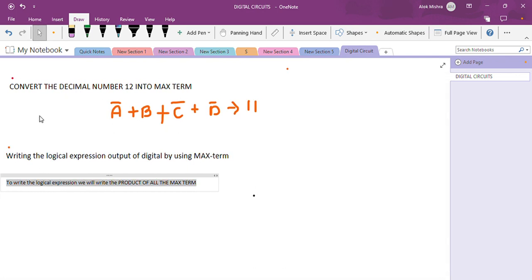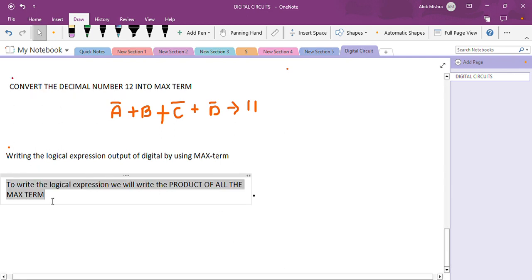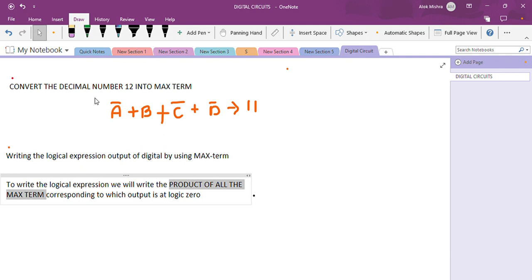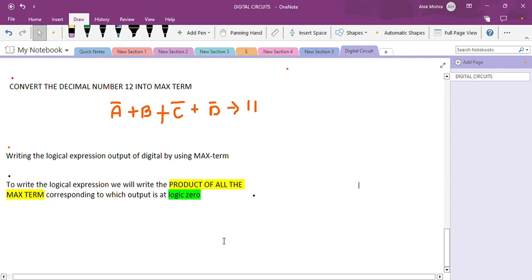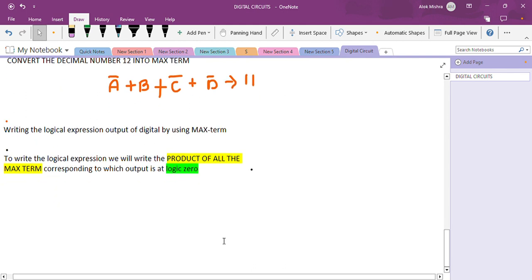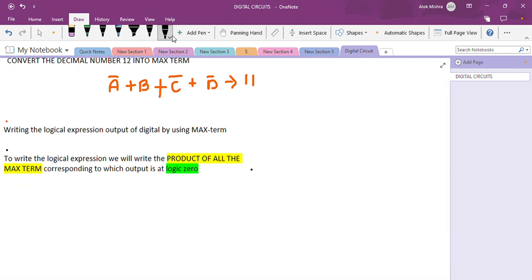In the minterm case, you write the sum of all the minterms, right? But in the maxterm case, you have to write the product of all the maxterms corresponding to which the output is at logic 0. To write the logical expression, we will write the product of all the maxterms corresponding to which the output is logic 0.